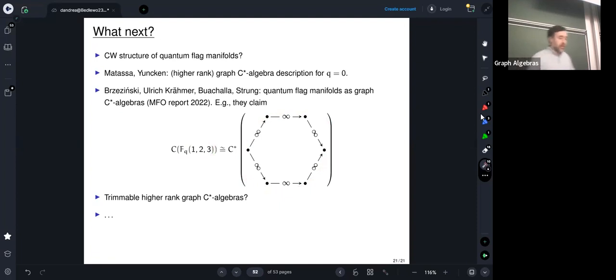The next thing could be to see if there is a generalization of this pullback structure theorem from a graph to higher rank graph C*-algebras. There is a good notion of trimmable higher rank graph C*-algebra. Okay, that's it. Thank you for your attention.